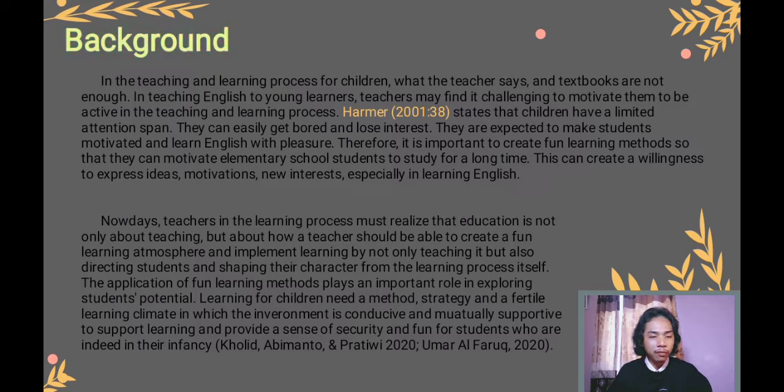The application of fun learning methods plays an important role in exploring student potential. Learning for children needs a method, strategy, and fertile learning climate in which the environment is conducive and fun for students who are indeed in their infancy.